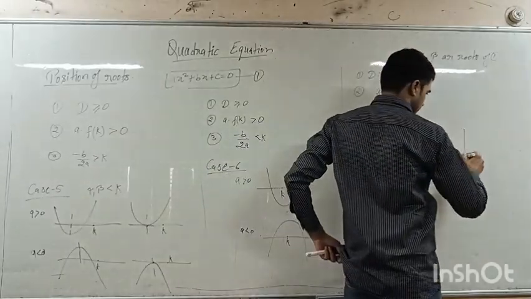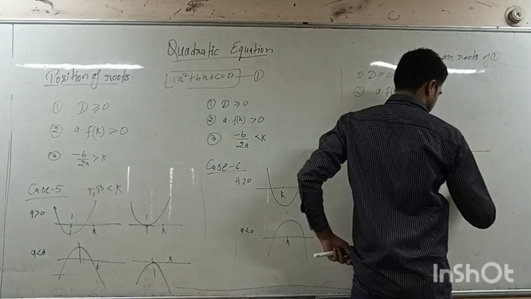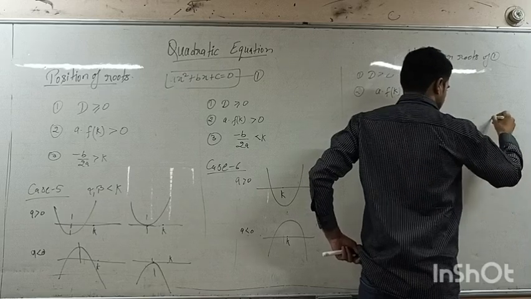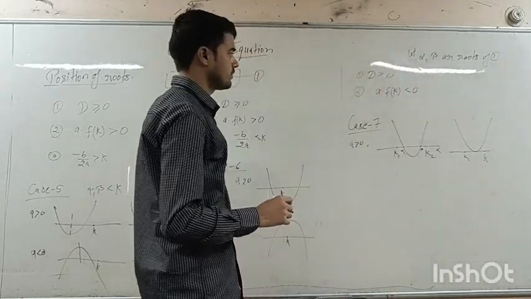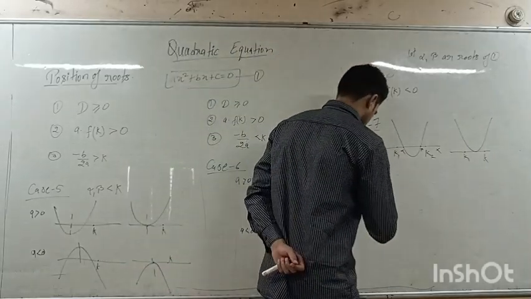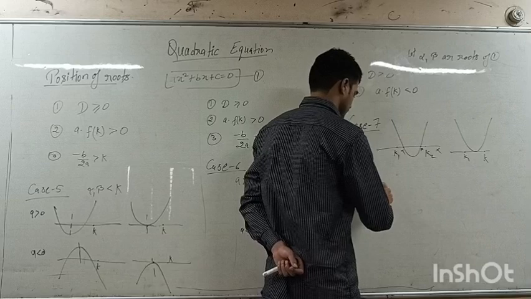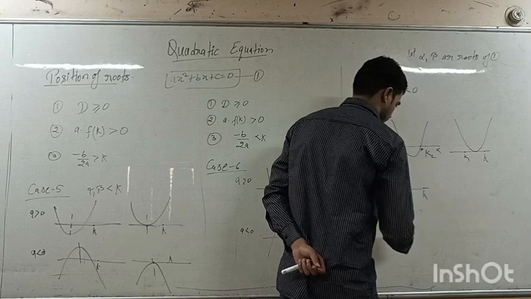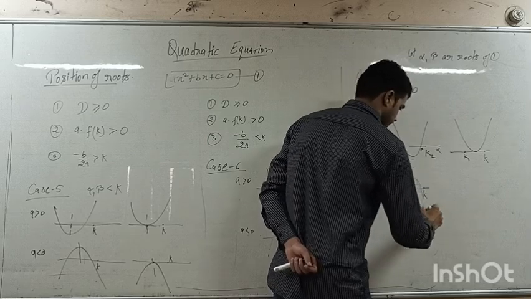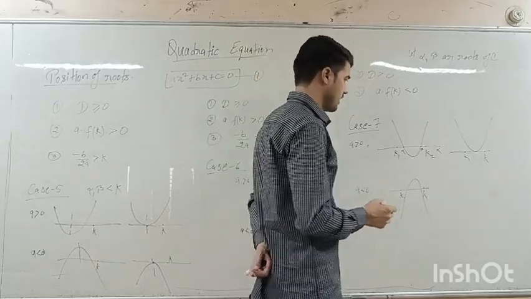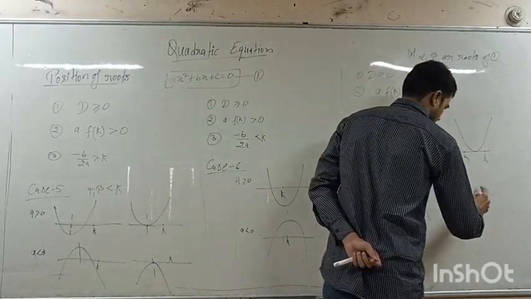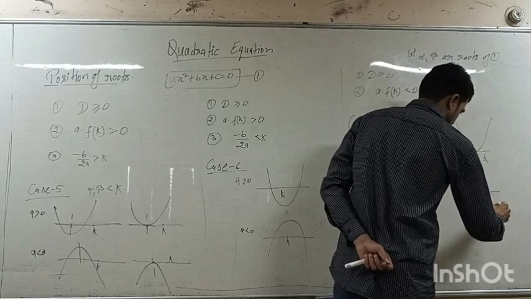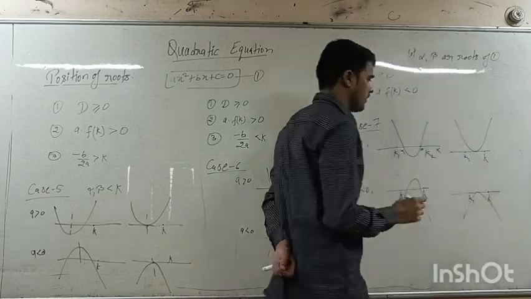And if the roots are the same, roots may be the same, then if this is k1 and this is k2, this will be the graph. Now the second case, if a is less than 0, and this is k1 and this is k2, the graph will be like that if the roots are different, and if the roots are the same, with k1 and k2, the graph will be like this.